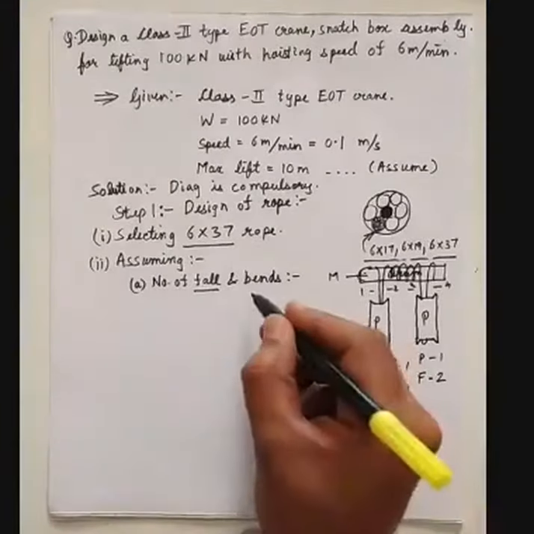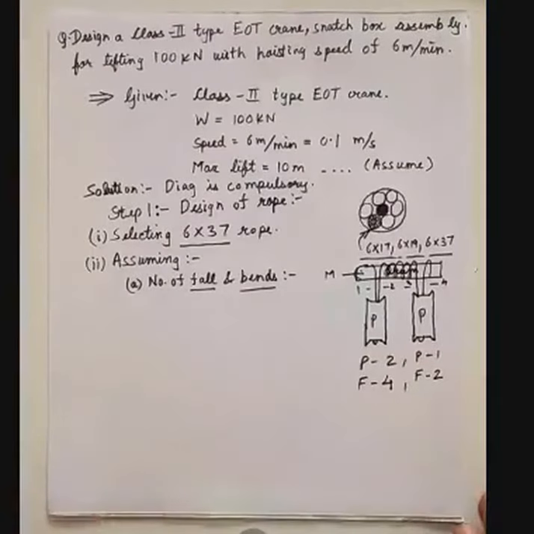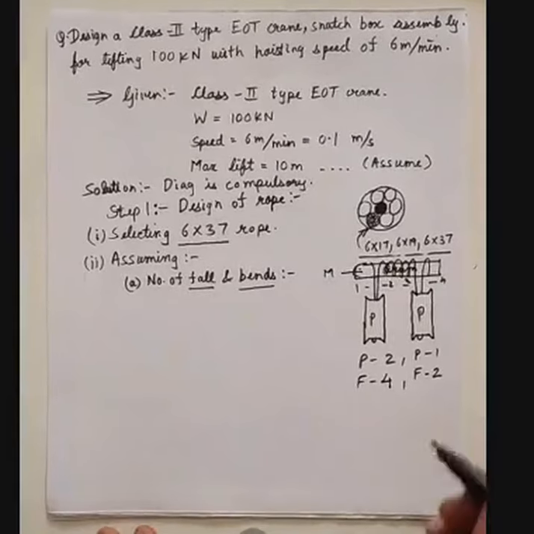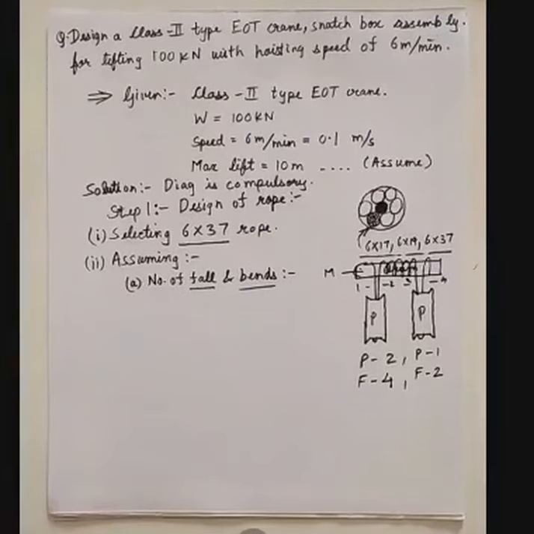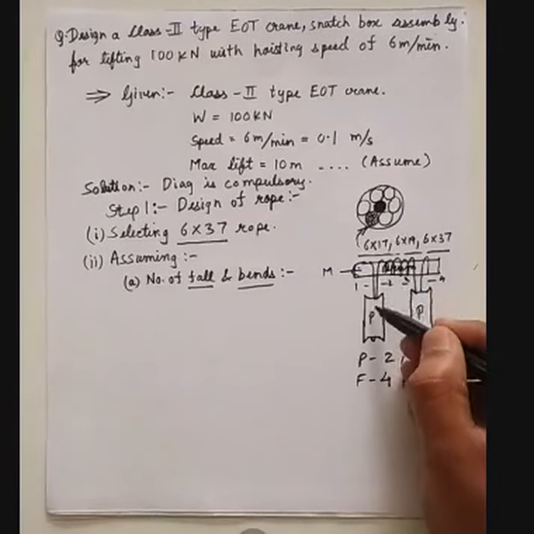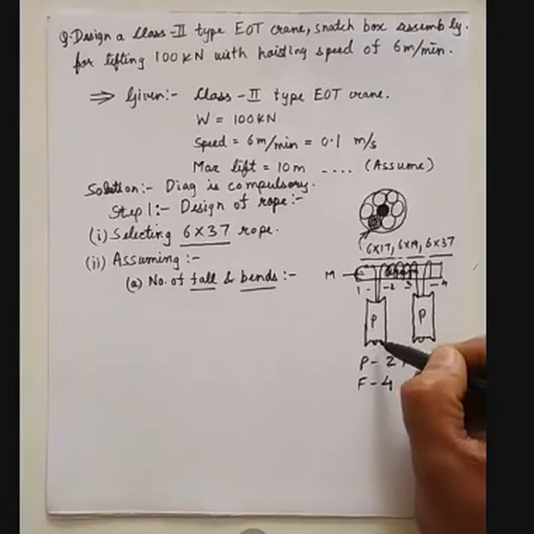Now how will you decide the bends? How will you decide the bends? See, how many times your rope is bending is your number of bends. So we have to just assume a simple number. Don't increase the number. See, from here it is coming down, right? And here it is bending. Here it is bending and going up. So this is your number 1 bend.